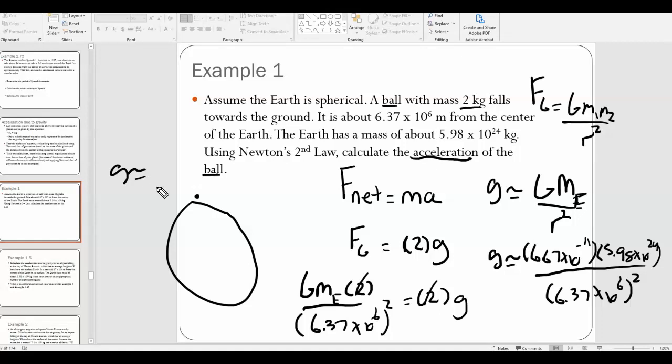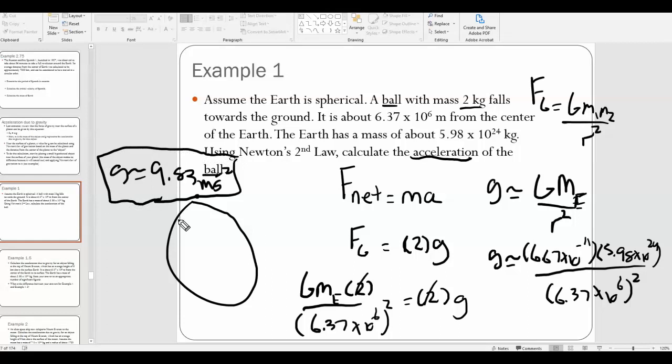Okay, so I'm going to do 6.67 times 10 to the negative 11 times 5.98 times 10 to the 24 divided by 6.37 times 10 to the 6 squared. And the value I get is approximately equal to 9.83 meters per second squared, which is pretty close to the accepted value that we usually use of about 9.81.